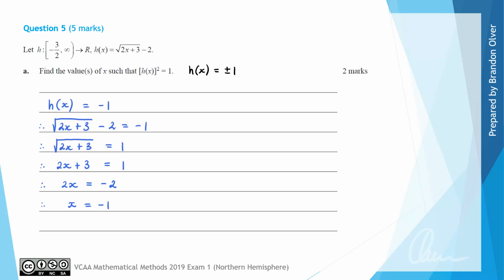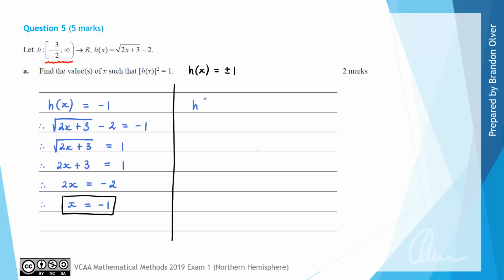The last thing we need to do, just before ticking off that as one of our answers, is check that x equals negative 1 is inside the domain. Having a look up here, we can see the domain goes from negative 3 on 2, which is negative 1.5, to infinity. So x equals negative 1 is an answer to this problem.